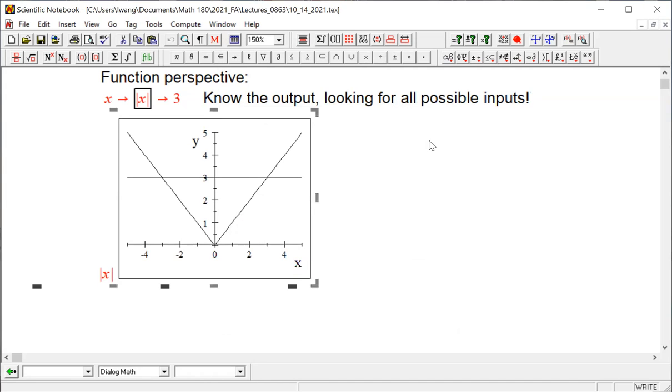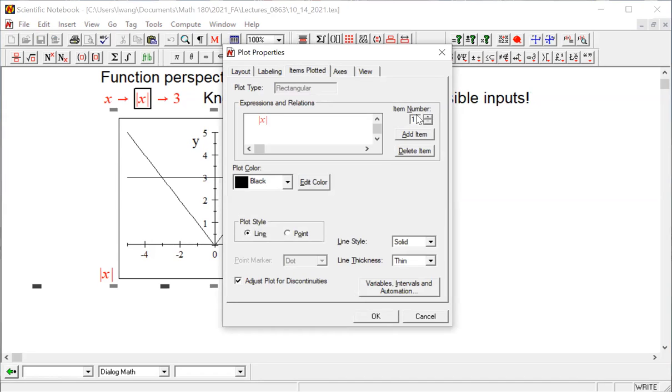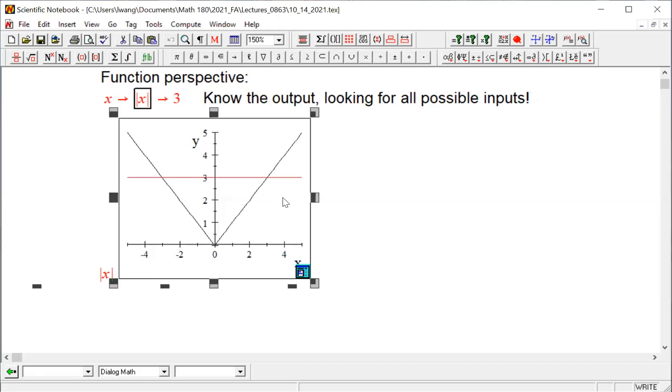Okay. So we know the output is 3. So what are we looking for? These are the 2 points. We know that we should have 2 inputs for 1 output. Do you follow me? So from that picture, you know you're going to have 2 solutions. One solution is going to be here. The other solution is going to be there. So these are the 2 solutions you are going to identify.